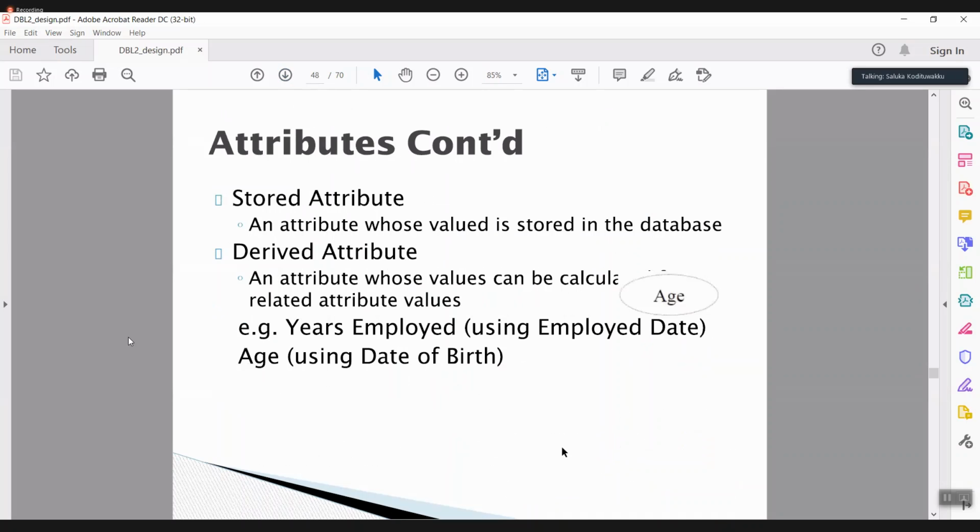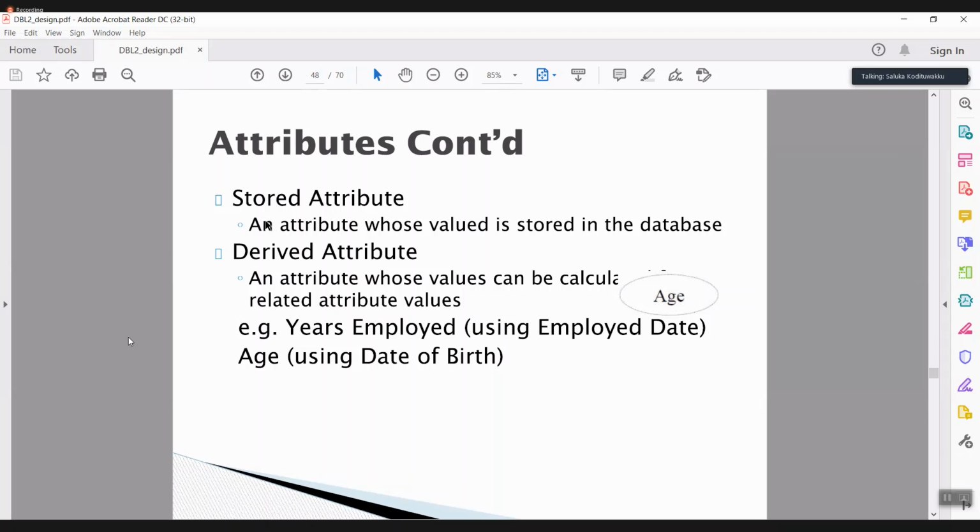And then we also have stored attributes and derived attributes. Stored attributes are the attributes we are going to store in the database. Once we identify the attributes and model them, if we want to store a value for that particular attribute, that is called a stored attribute. But sometimes there are attributes that are not really stored in the database, but from the stored attributes we can derive them. Those are known as derived attributes.